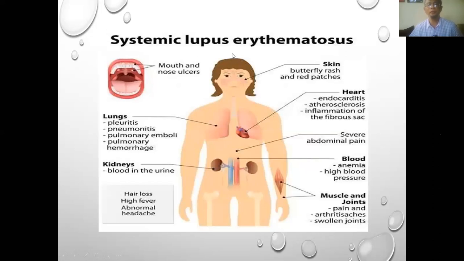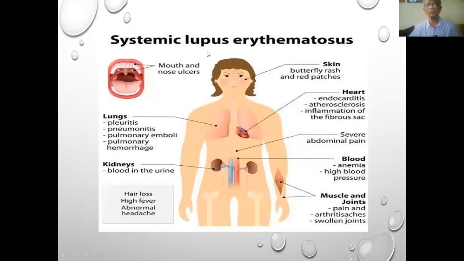So you know the features of systemic lupus erythematosus. Main features is skin, there's a butterfly rash, there may be discoid rash, there may be mouth ulceration. In case of lungs, you can get pleuritis, pneumonitis, pulmonary hemorrhage. In case of heart, there may be endocarditis, atherosclerosis, inflammation of the fibrous sac. There may be severe abdominal pain. In case of blood, there may be anemia, high blood pressure. Muscle and joint, that is patient may present with arthralgia, arthritis. In the kidney involvement, you will get blood in the urine, or patient may present in nephrotic syndrome. There may also be hair loss, high fever, headache.